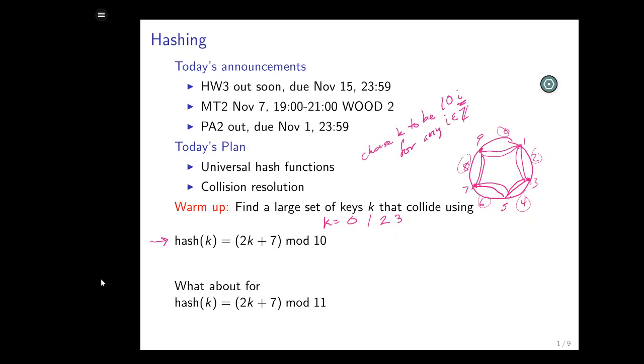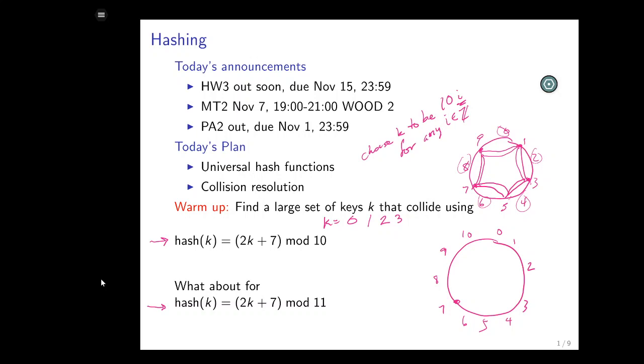What about this hash function? We can draw another circle like this. Maybe 0, 1, 2, whoops, that's a 2. 2, 3, 4, 5, 6, 7, 8, 9, 10. What happens when I do this? I start at 7 again when k is 0, and then what happens?